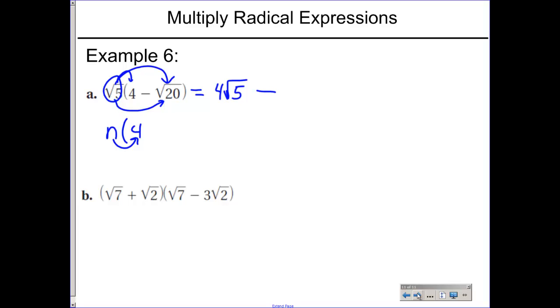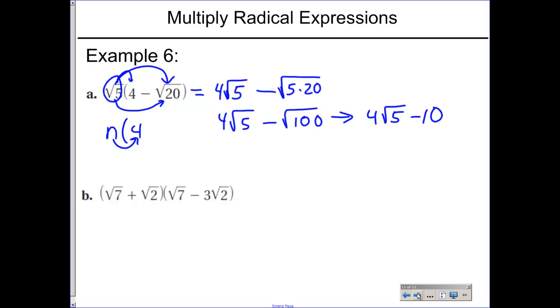And since the square root of 5 and the square root of 20 are both under the radicals, I can call it square root of 5 times 20, which can be rewritten as the square root of 100. And the square root of 100 is 10. So this then can be simplified even further to 4 square root of 5 minus 10. Now I cannot combine these together because there is no radical 5 over here next to the 10. So I am just stuck with 4 square root of 5 minus 10 as my simplified answer.